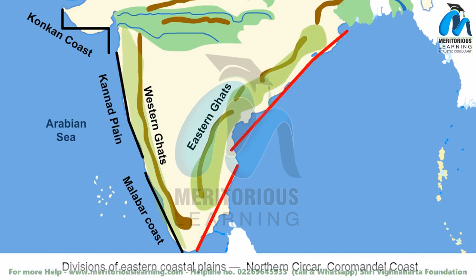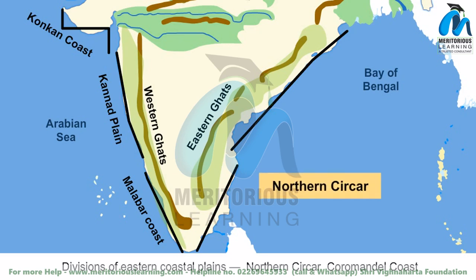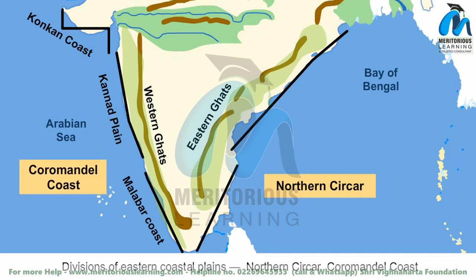The eastern coastal plains along the Bay of Bengal are relatively broader and level. Its northern part is called the Northern Circars and the southern part is called the Coromandel Coast.